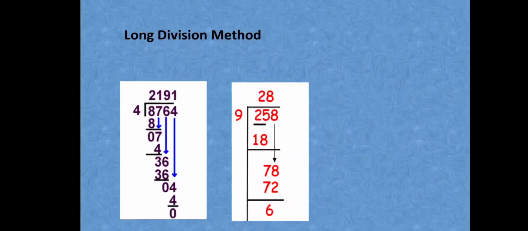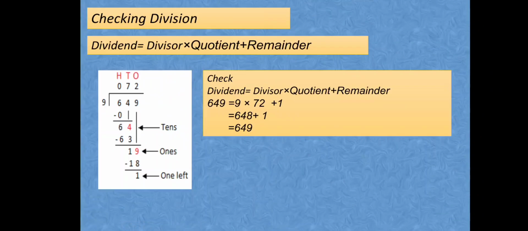Our next topic is checking division. There is a formula which helps us to check that our division is right or wrong. And the formula is dividend equal to divisor into quotient plus remainder. Let's do one question where we are going to use this formula to check our division.